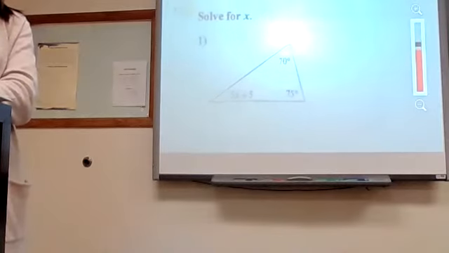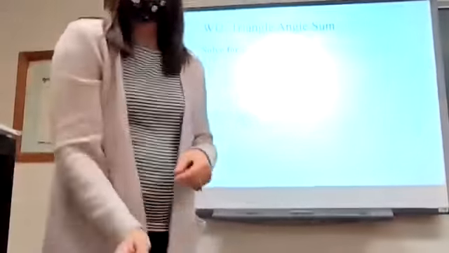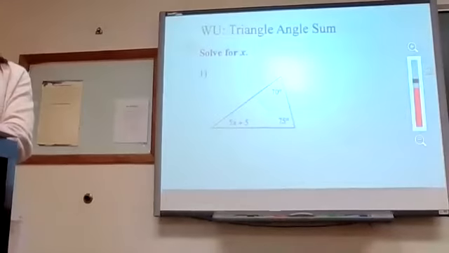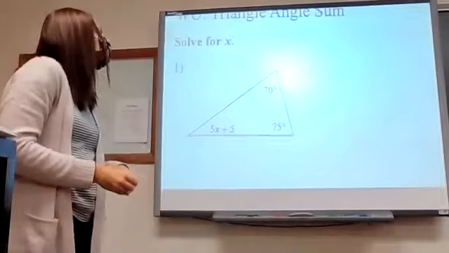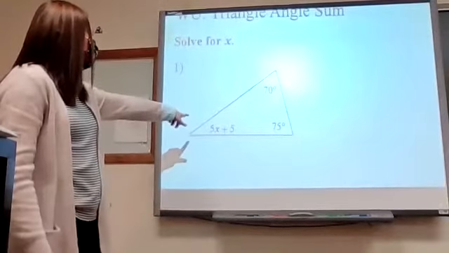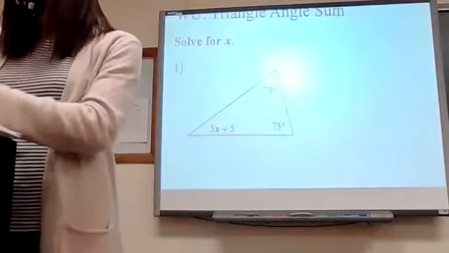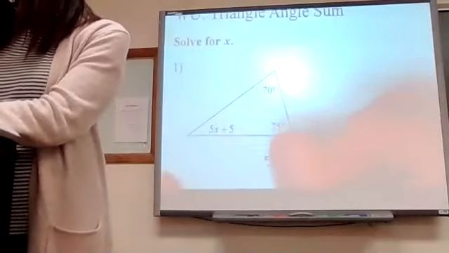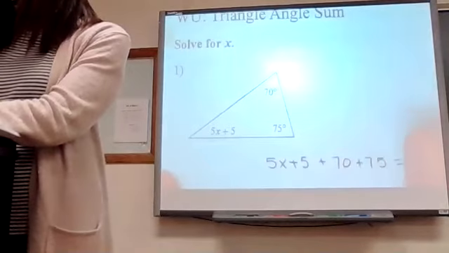So we started last week talking about triangle angle sums and how to solve problems using the sum of the angles in a triangle. So how many angles are there in a triangle? Or what's the total degree measurement within a triangle? 180. So I can solve for x by knowing that this triangle has to total 180. So I can either set up one whole long equation. So one option is to go, well, 5x plus 5 plus 70 plus 75 equals 180.